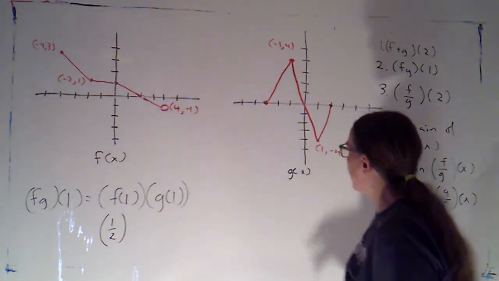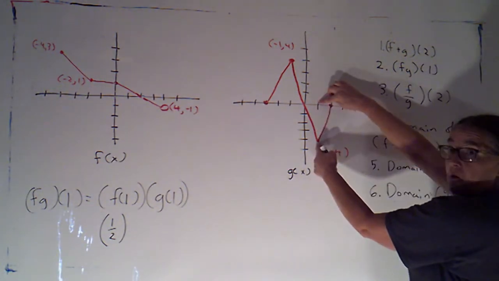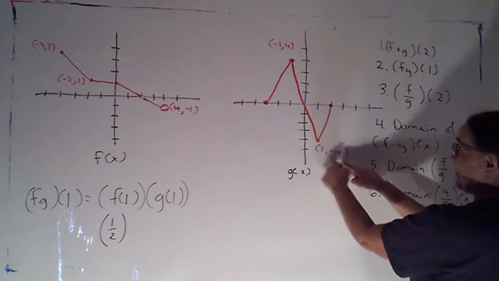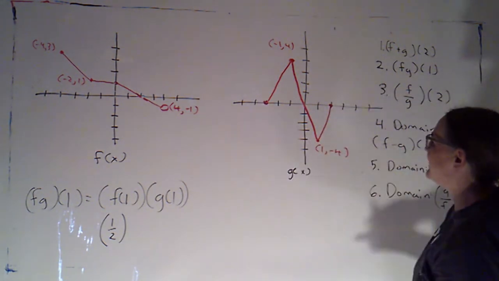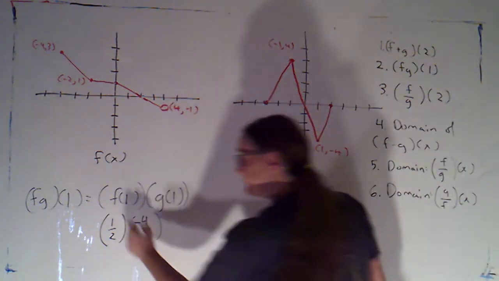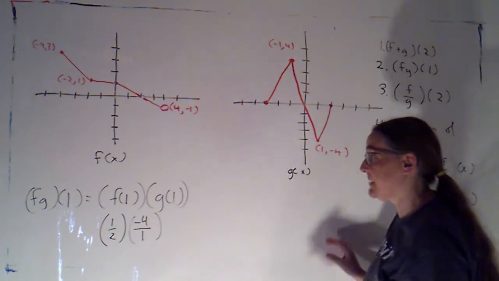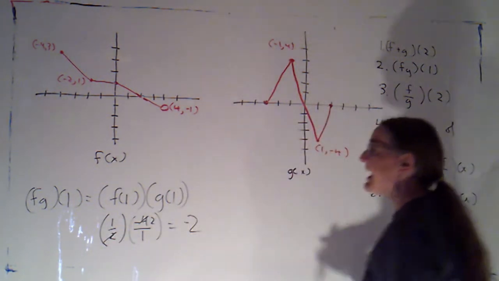And then for g of 1, I come over to the graph of g. Here's 1. I can see there's a point below it. And this is a point that here, I actually have marked it off because I hadn't drawn in the grid lines. The y value there is -4. I'm just going to write that as -4 over 1 since I'm multiplying it by a fraction. Then I can cancel, and that's going to give me a -2.